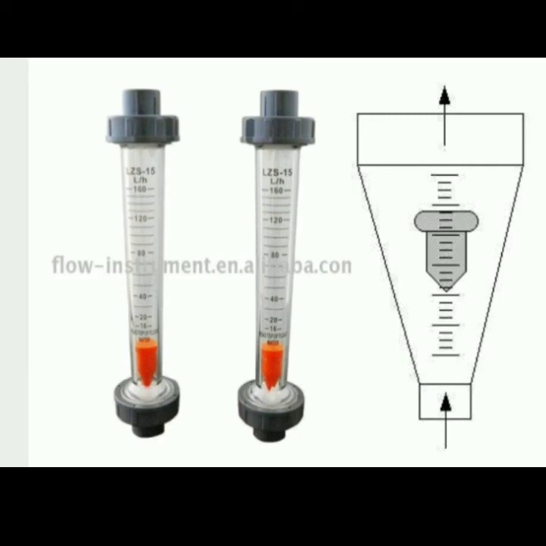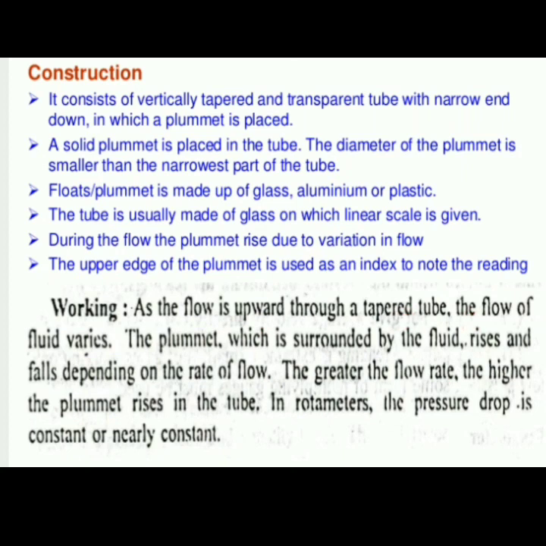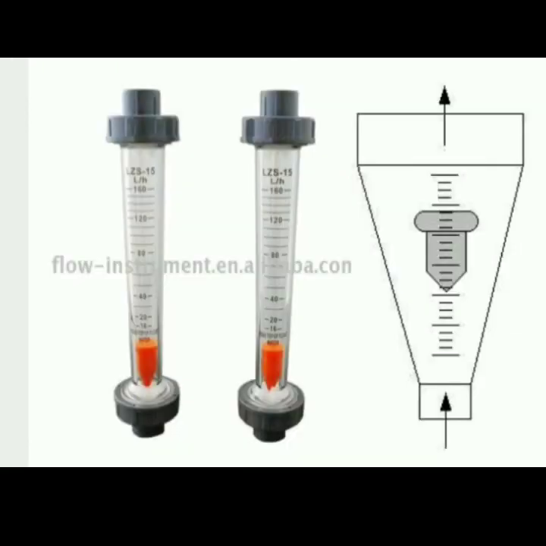What is the working of this rotameter? Here the flow is upstream through this tapered tube. Then the flow of fluid varies. This plummet, which is surrounded by the fluid, rises and falls depending on the rate of flow.